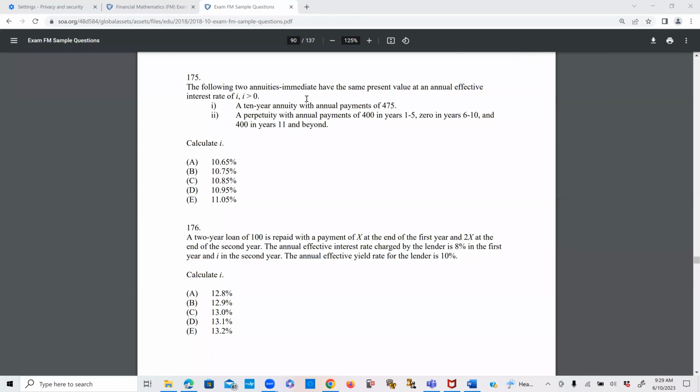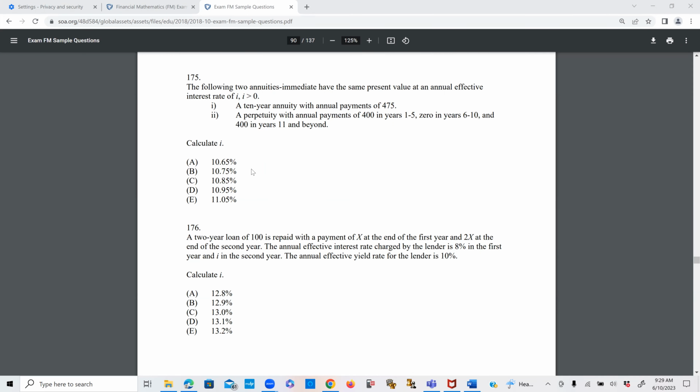The following two annuities immediate have the same present value at annual effective rate i. Number one, a 10-year annuity with annual payments of 475. Number two, a perpetuity with annual payments of 400 in years 1 through 5, 0 in years 6 through 10, and 400 in years 11 and beyond. Calculate i.